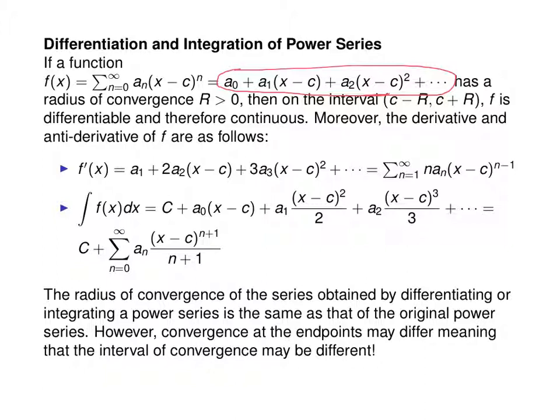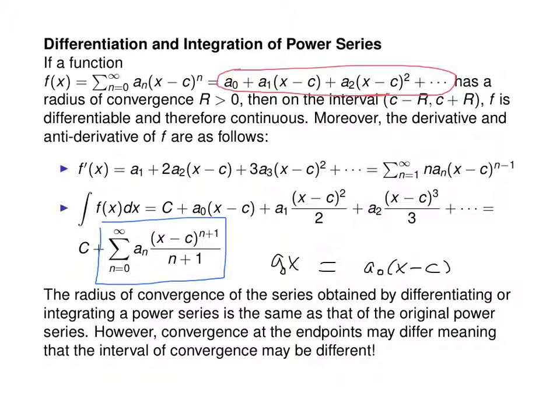Now if we antidifferentiate, we have our constant c, and then really you would say a naught x, but you can make this into a naught times x minus c, because the a naught times c is part of the arbitrary constant. You can compensate with that constant c. And then the antiderivative of a1 times x minus c would be a1 x minus c squared over 2, a2 x minus c cubed over 3, etc., giving us this formula.